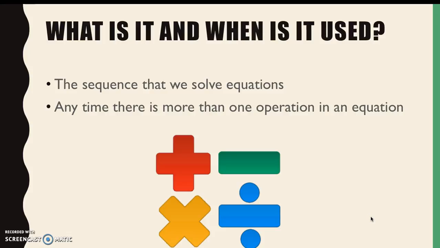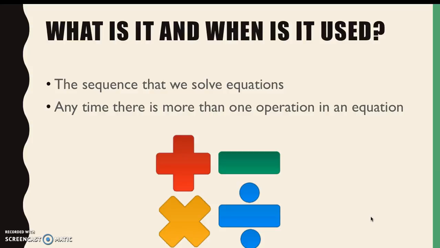What is it and when is it used? So this is a math concept, a sequence in which we solve equations. And it's used when more than one operation is given in an equation. So our operations are addition, subtraction, multiplication, and division. And the order of operations tells us in which order we need to solve an equation. That way everyone finds the right answer.